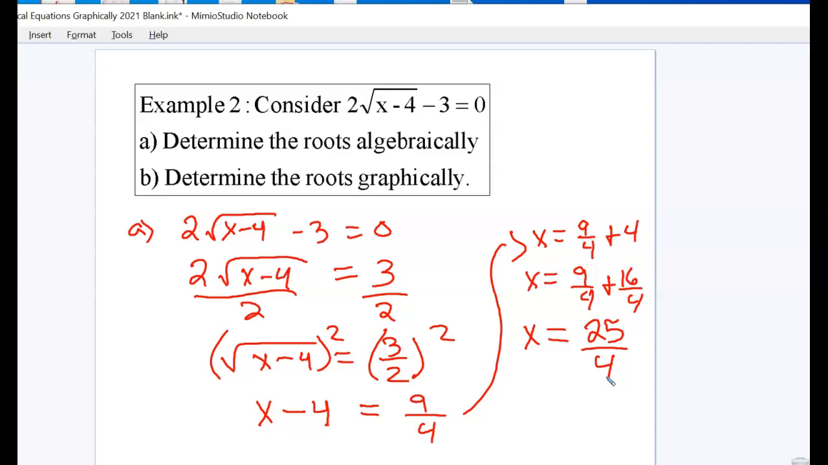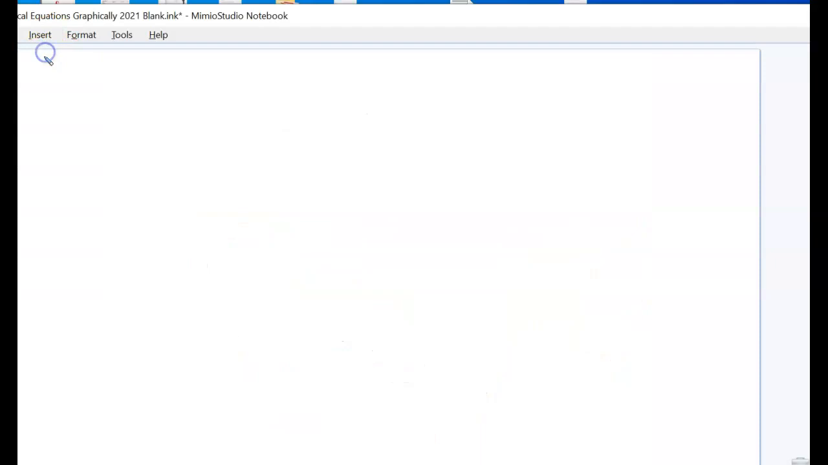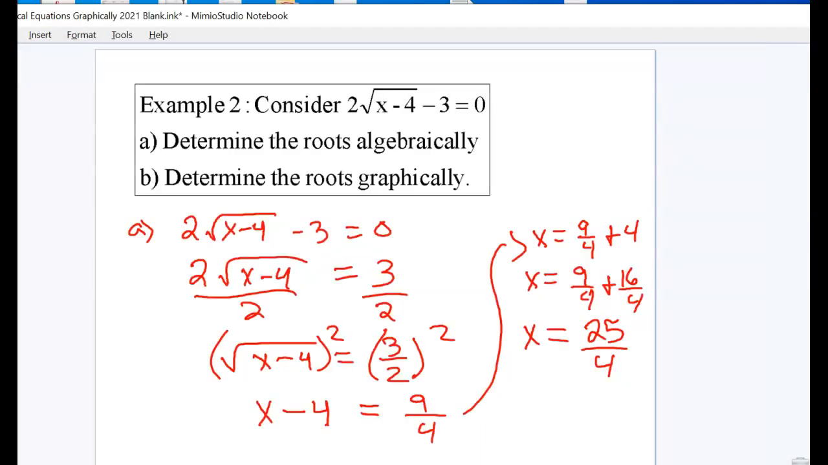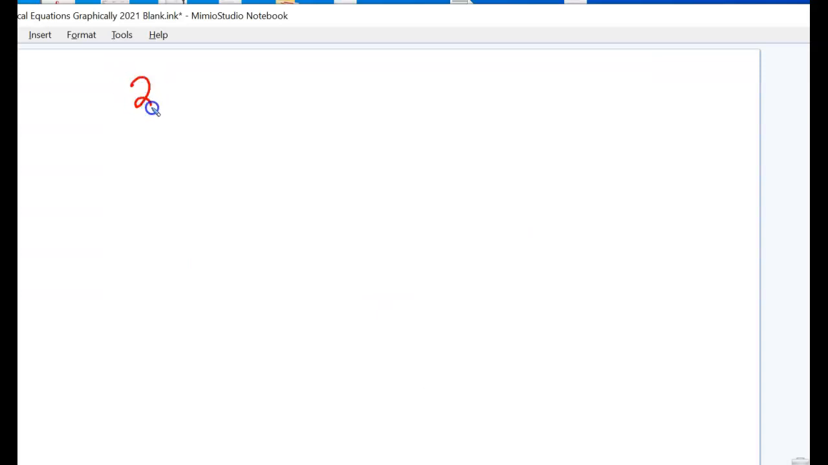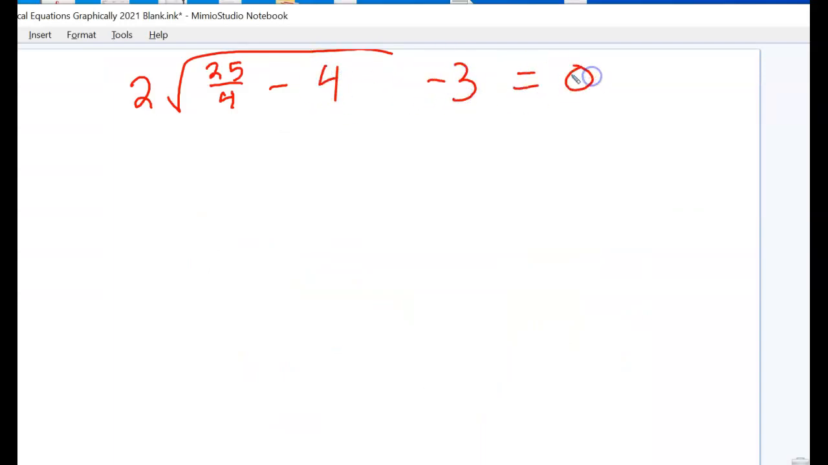Again, if I was to verify this, I would take my answer and plug it into my original equation. So it's going to be 2 times the square root of 25 over 4, minus 4, minus 3. Does that all equal 0? Well, again, you would have to get a common denominator under the root sign.